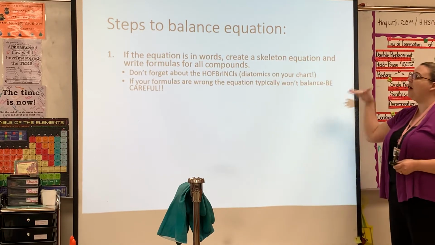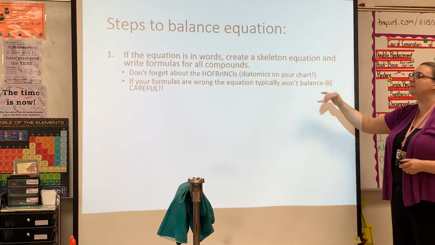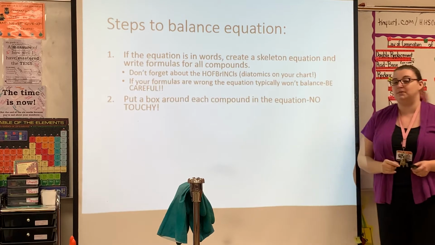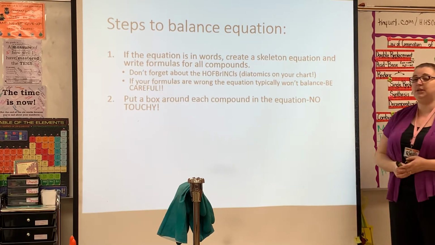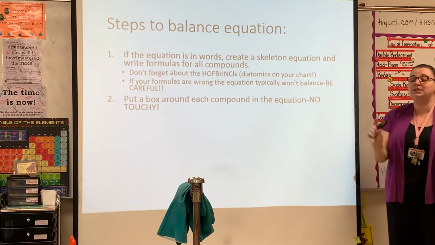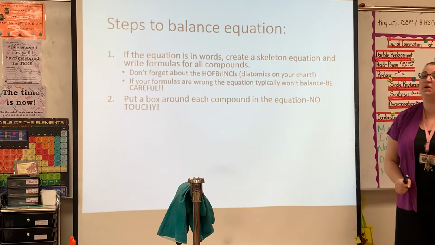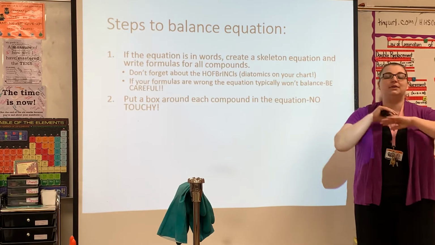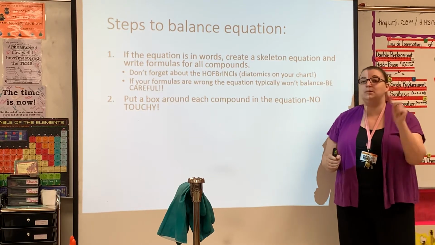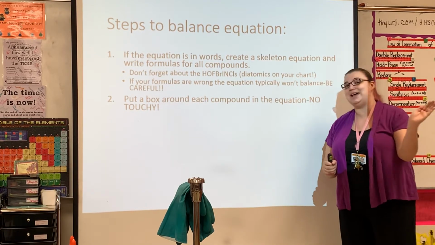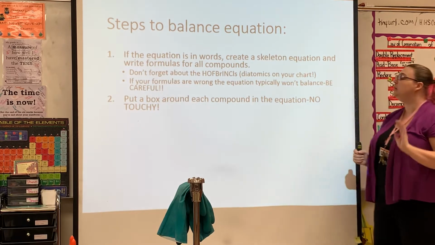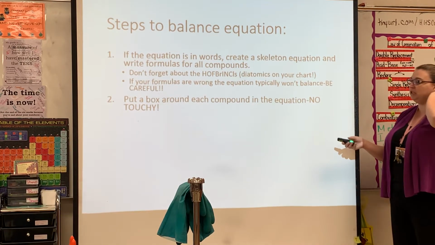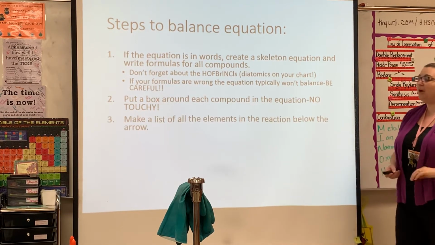So once we have our equation with all of our formulas, I like to put a box around each compound in the equation. Just as a reminder not to touch anything. Carbon dioxide is always CO2. You cannot change the formula. We are simply going to add coefficient multipliers in front of the compound. So we're not going to change anything in the compound. No touchy-touchy.